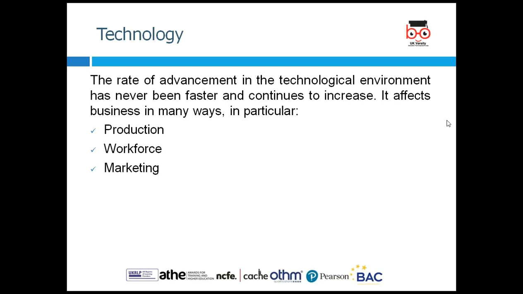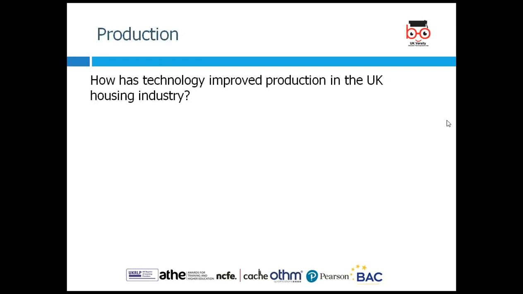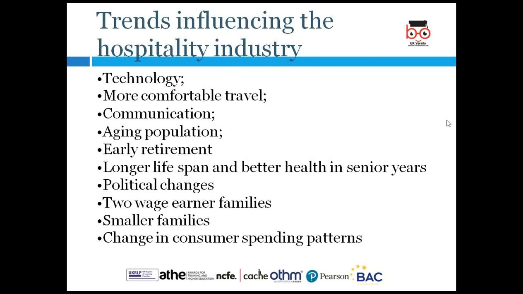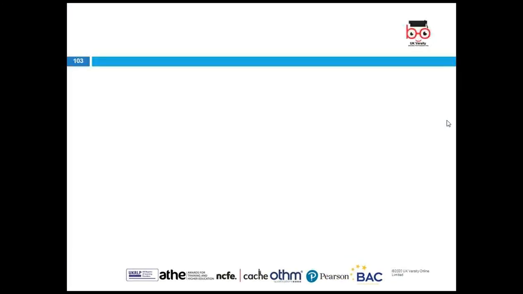With technology, we can look at the rate of advancement and we need to change ourselves. In production, workforce and marketing, we can use technology. Social media is huge, Facebook. Production, workforce, marketing, trend influence, hospitality: technology makes travel and communication more comfortable. With the aging population, we need to focus on technology, but consider how much technology some of the population are not using. So all this we need to focus on.